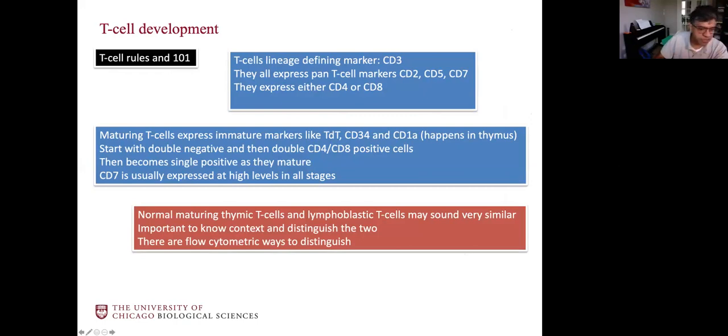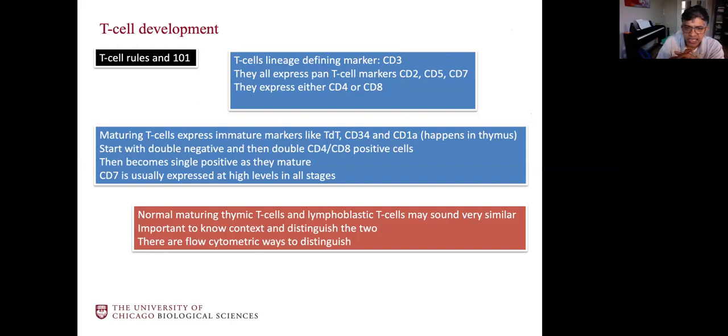So next we will switch gears and move to T cell development. I'm going to do it for another 4 minutes and then I'm going to stop at that. And we will try to continue some of this in a separate lecture because I have a lot of unknown slides. So the 101 for T cells: the T cell lineage defining marker is CD3.